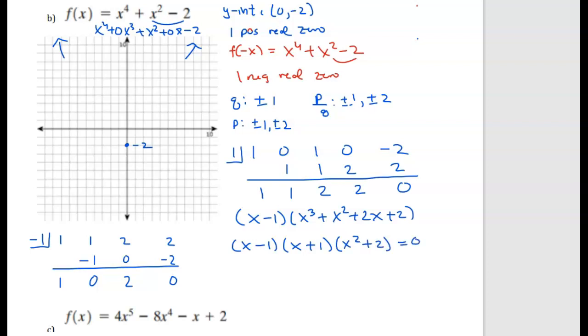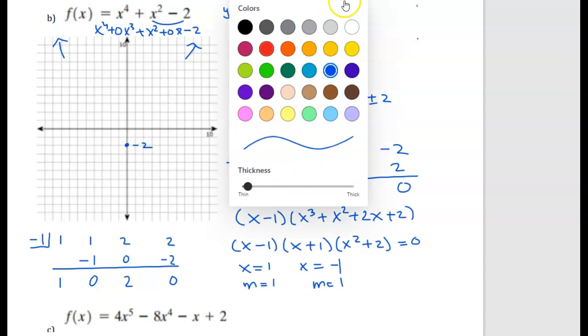Alright, so if we want to find the zeros, this is quadratic. It doesn't factor anymore because it's a sum of squares. So we get x equals 1 and x equals negative 1 are my real zeros. They both have a multiplicity of 1. Alright, so let's put everything together now.